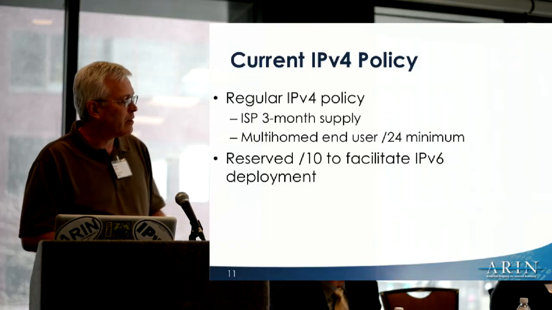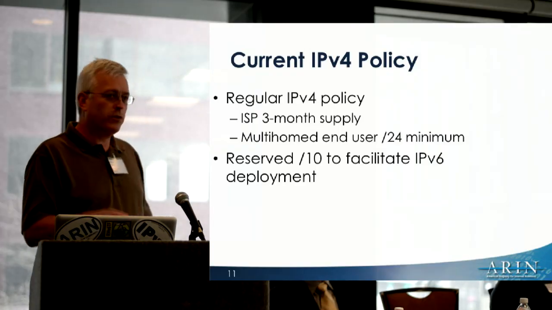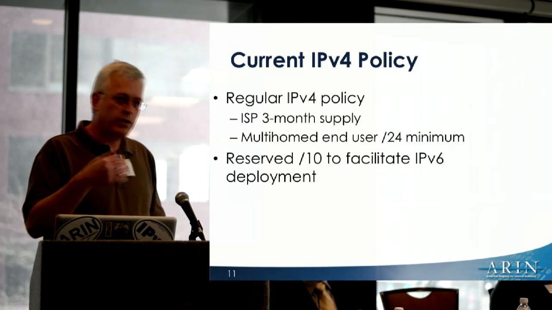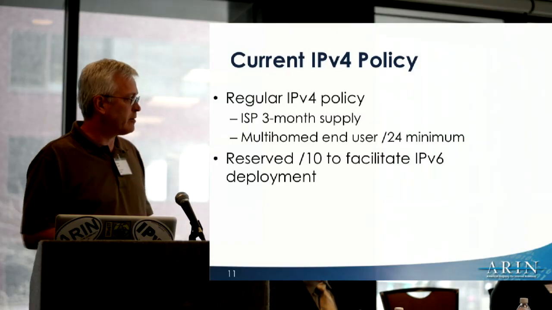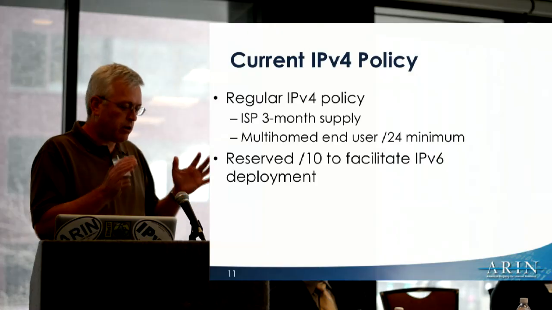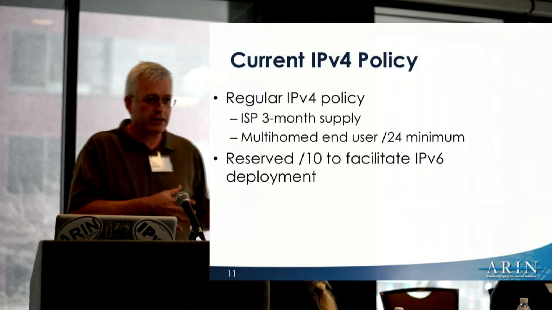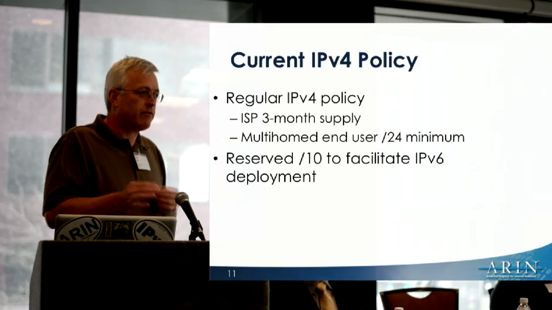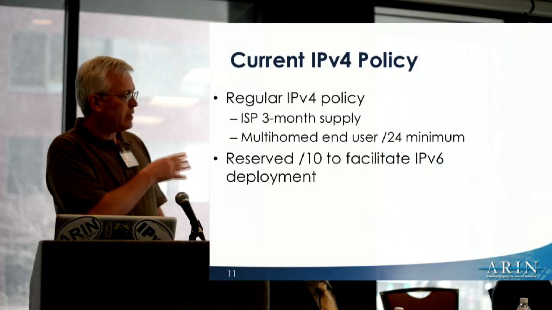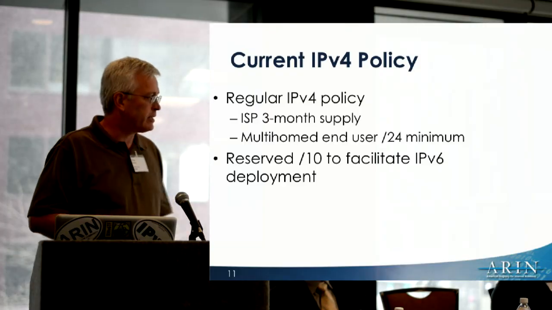Also, the end user minimum was reduced from, I think, a /22 to a /24. So if you're a multi-homed end user in the ARIN region, you can request and get a /24 directly from ARIN. And then there was a carve out. There's a /10 that's been set aside to be a special pool of address space at the very end for organizations that have V6 space and need a little piece to connect to the V4 internet. So that /10 is going to be used to help those organizations connect to the net.